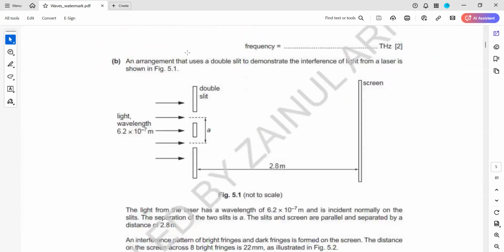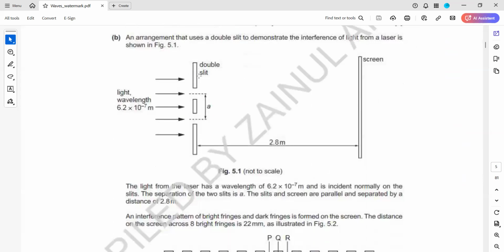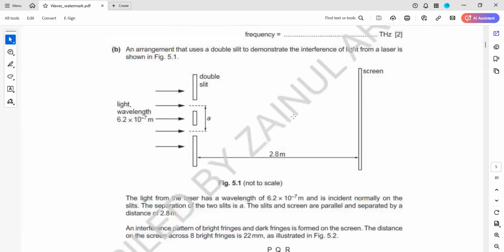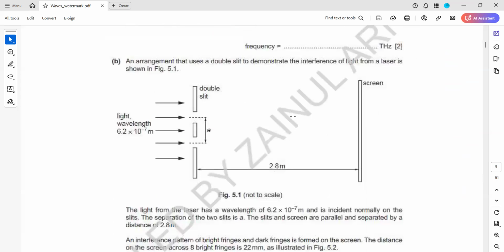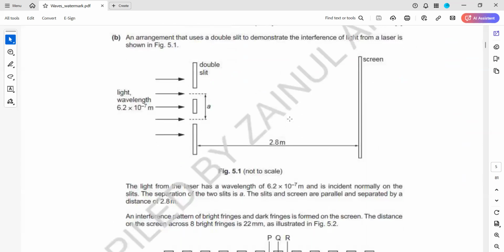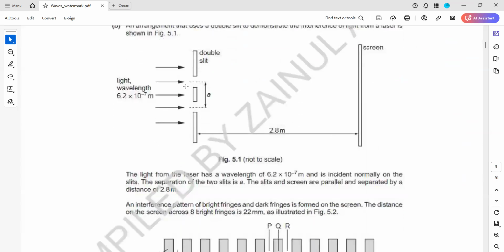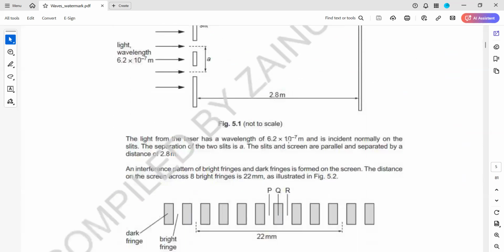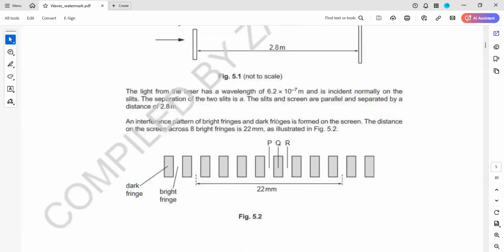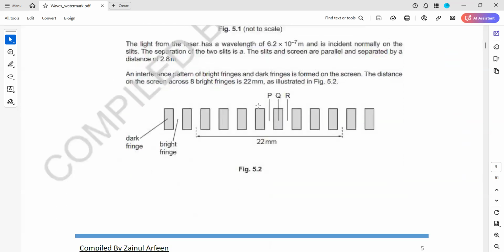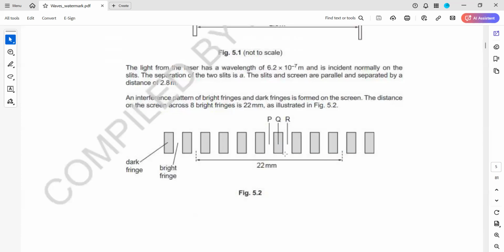This is a Young's double slit experiment. A laser light is there with a wavelength of 6.2 × 10^-7 meter, and the slit separation is given as a. The laser light is incident normally on the slits, and the slits and the screen are at a distance of 2.8 meters. So we observe the interference pattern. You can see bright and dark fringes.